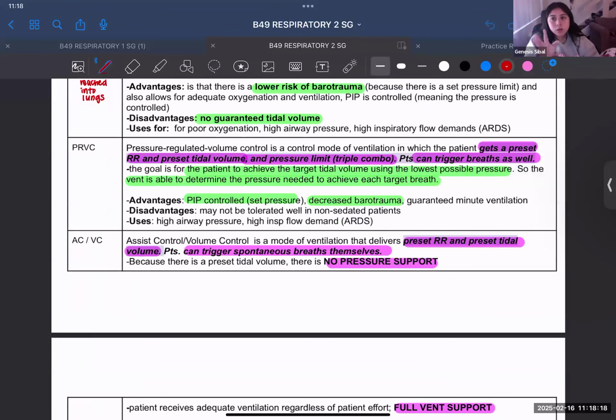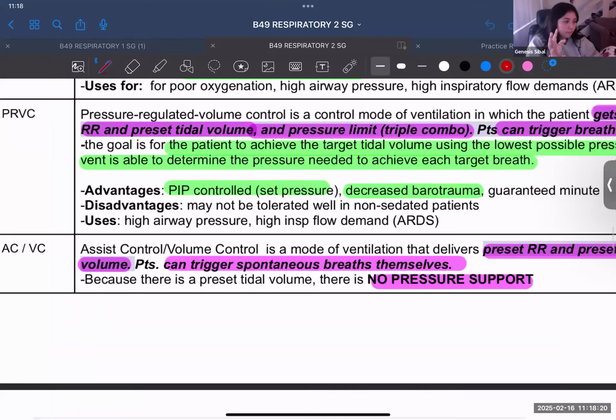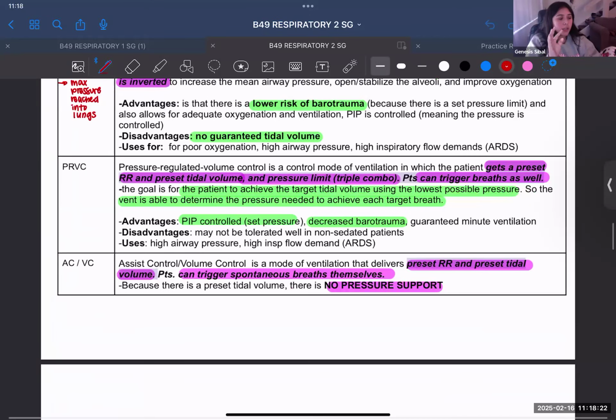Okay, going into the next one. So again, think about the name. So pressure regulated volume control. So if you're thinking about this, it says pressure regulated volume control. So remember Genesis said most of them are going to have a respiratory rate. Does this one have a respiratory rate? Yep. Does it say volume in the name? Yep. Do they have a preset tidal volume? Yeah, because I just said pressure regulated volume control. Volume is in there, right?